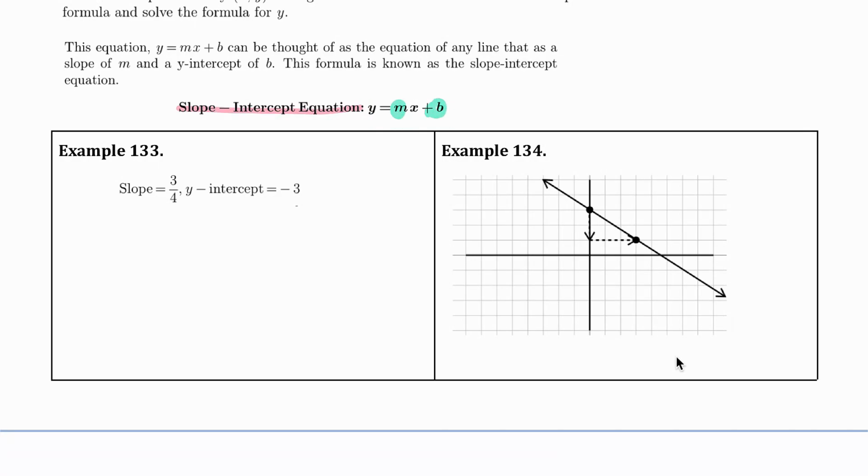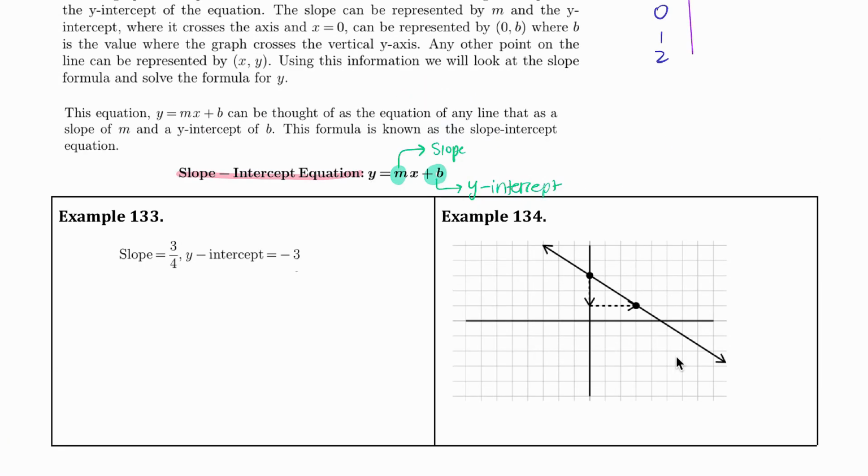It has our m, it has our b. Our m, we've said before, represents our slope. And remember, slope is the rise over run. B represents our y-intercept. And that's exactly what it sounds like. Our y-intercept is where a line is going to cross the y-axis. So on this line right here, this point is our y-intercept. It's where it crosses that y-axis.